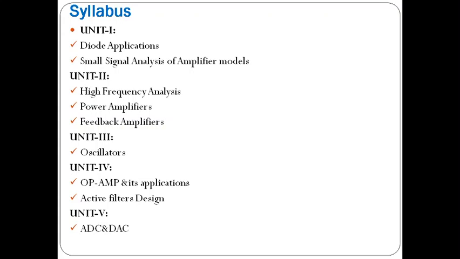In Chapter 2, we will discuss the high frequency analysis of amplifier models, again like CB, CE, CC, and in MOSFET, common source, common drain, and common gate. Along with this, we will discuss the different power amplifiers that are Class A, Class B, Class C, and Class AB power amplifiers and their efficiency.